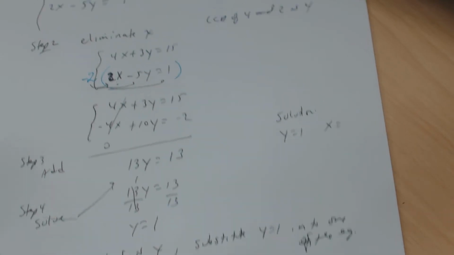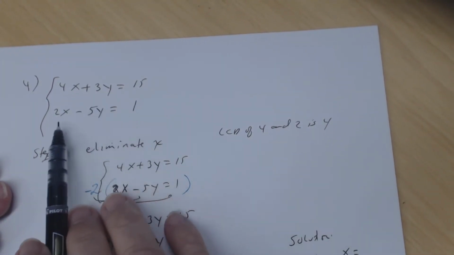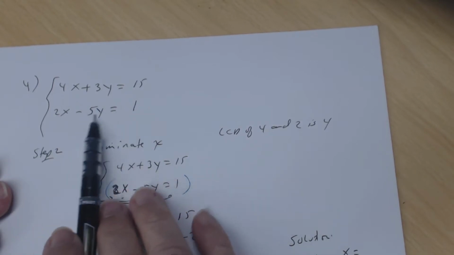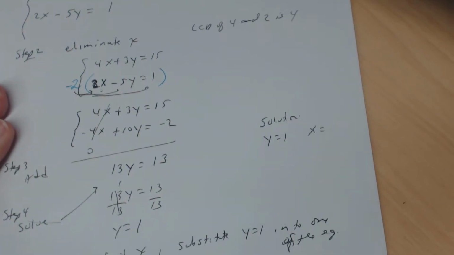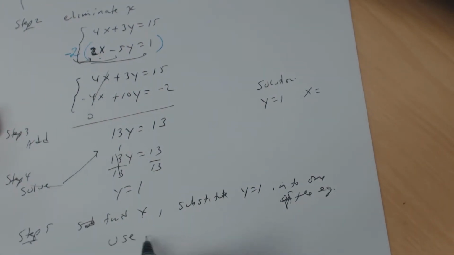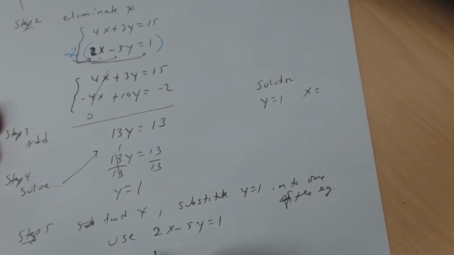Okay. So it doesn't matter which one. Let's go ahead and use this one. So 2x minus 5y equal 1. In place of y, I'm going to plug in 1. So let's see what we get.